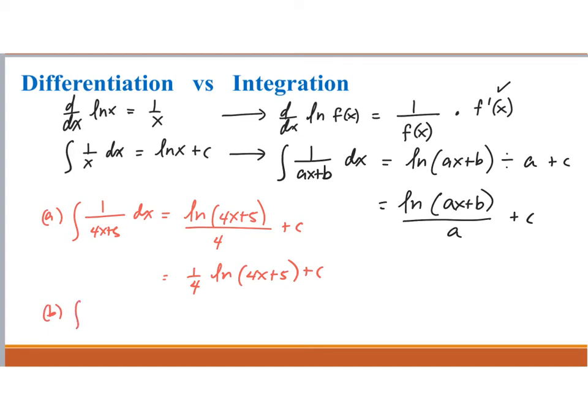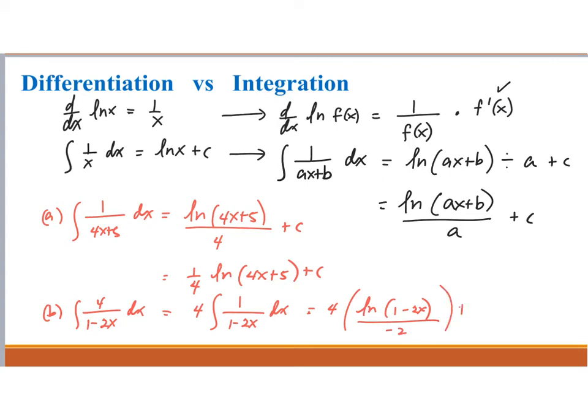Similarly, if we have the integral of 4 over 1 minus 2x dx, let's rewrite this first as 4 times the integral of 1 over 1 minus 2x dx. So now the integral is ln |1 minus 2x| divided by negative 2, because the derivative of 1 minus 2x is negative 2, and then plus c, and that could be simplified as negative 2 ln |1 minus 2x| plus c.